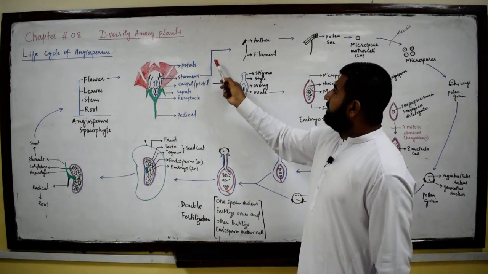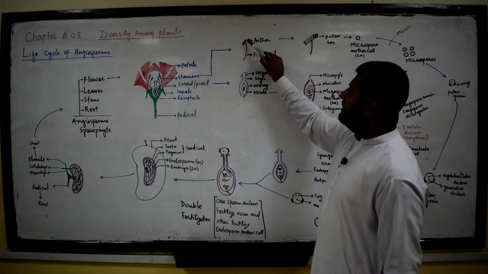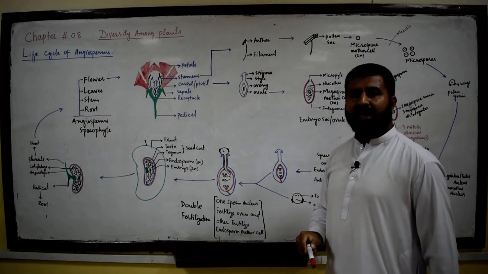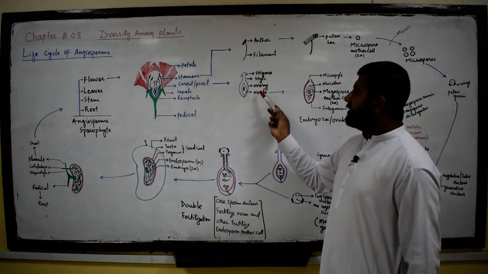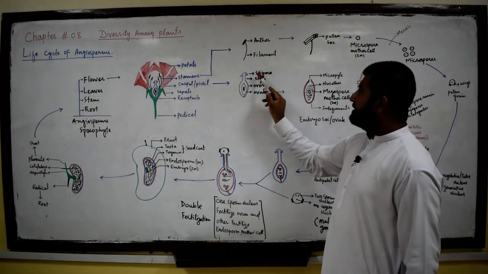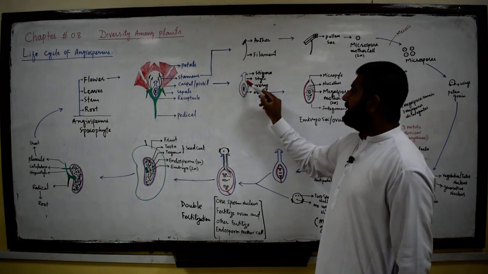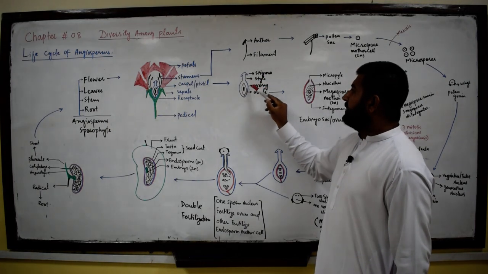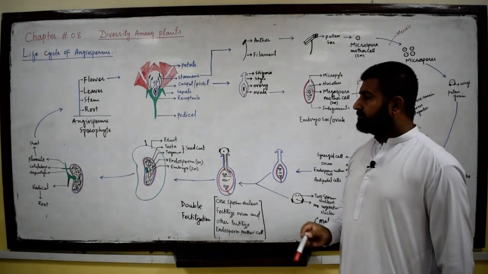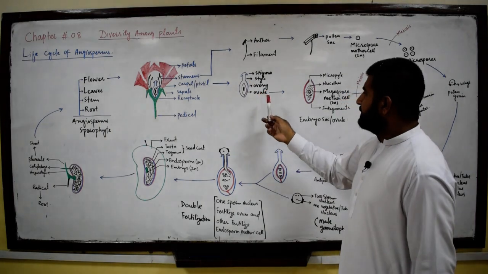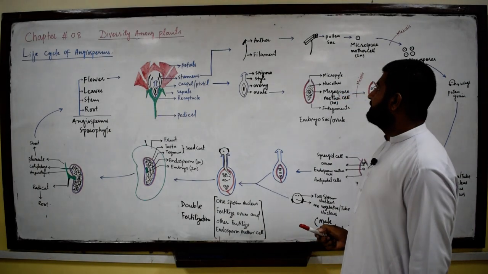The stamen can be differentiated into two parts: a thread-like structure known as filament and a girdle-shaped body known as anther. The carpel can be differentiated into three parts: stigma, which is a cap-like structure, style, a neck-like structure, and ovary, a flask-shaped body or a vase. Inside the ovary, one or many ovules are present.